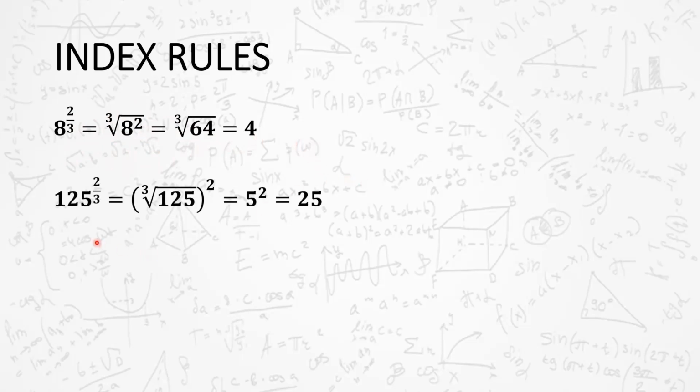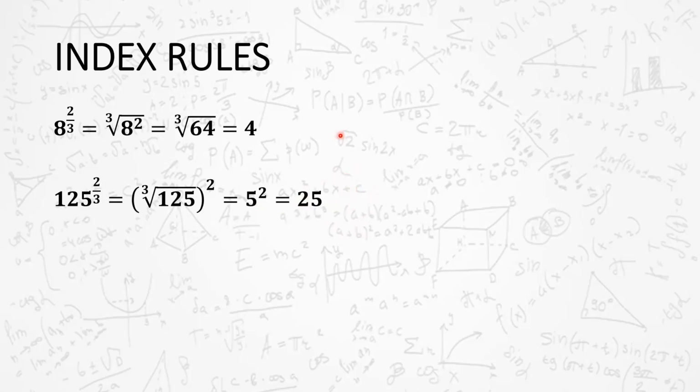Next question, we have 125 to the power 2 over 3. Again, because 125 is a biggish number, I'm going to root it first to make this number smaller. Otherwise, 125 squared will be a very large number. Cube root of 125 equals 5. Then to the power 2, we have 5 to the power 2 equals 25. So this is a little strategy there.